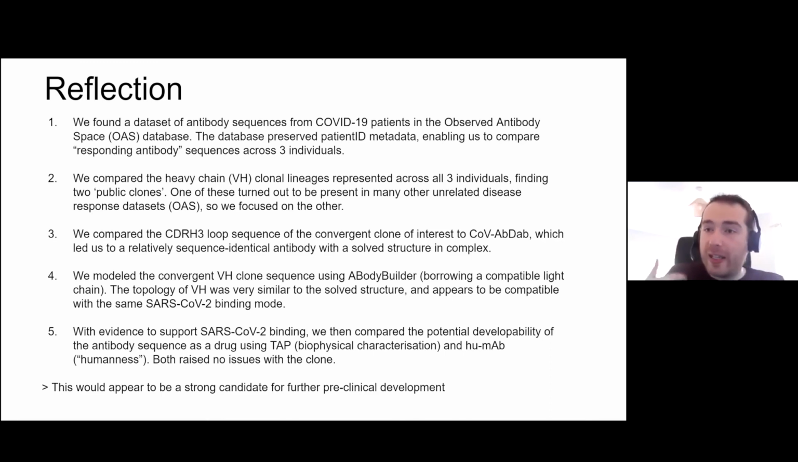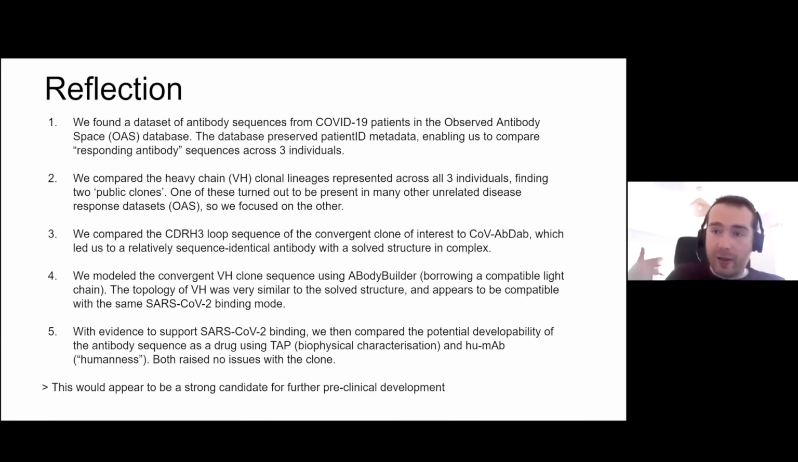But given this evidence and structural hypothesis for the binding behavior, we then examined the potential developability issues of this antibody as a drug using TAP, which allows us to do this biophysical characterization of, does this look like approved therapeutics, or are there some properties that are out with the space of what we would normally observe that might set alarm bells ringing?